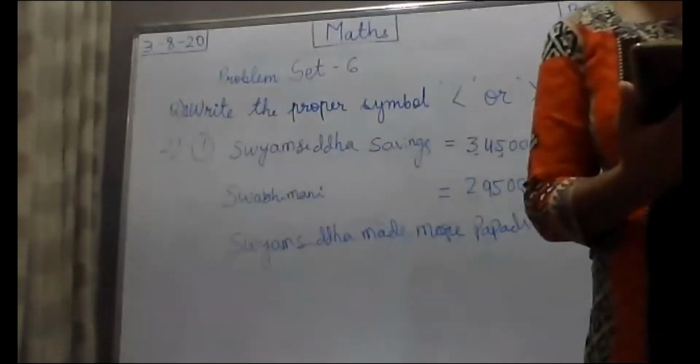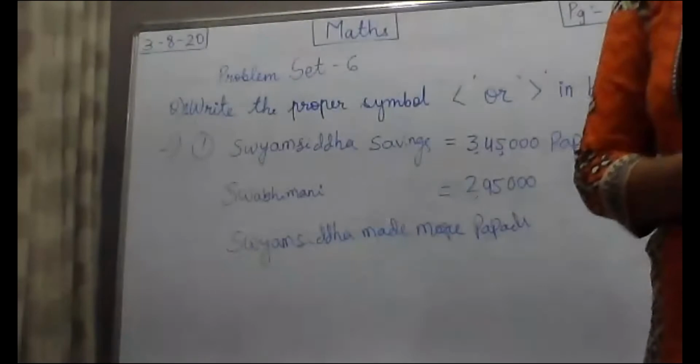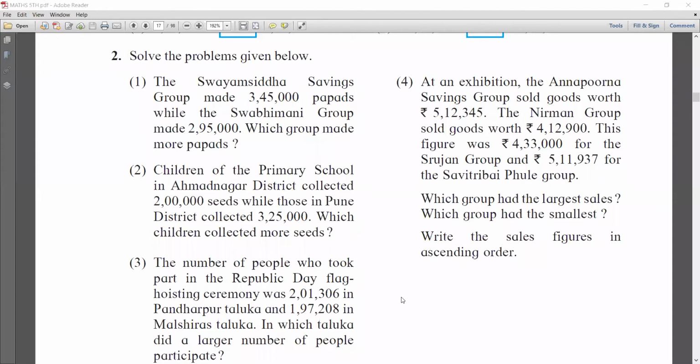Children of the primary school in Ahmednagar district collected 2 lakh seeds, while those in Pune district collected 3 lakhs 25,000. Which children collected more seeds? This is very simple. Pune district collected more seeds, that is 3 lakhs 25,000.